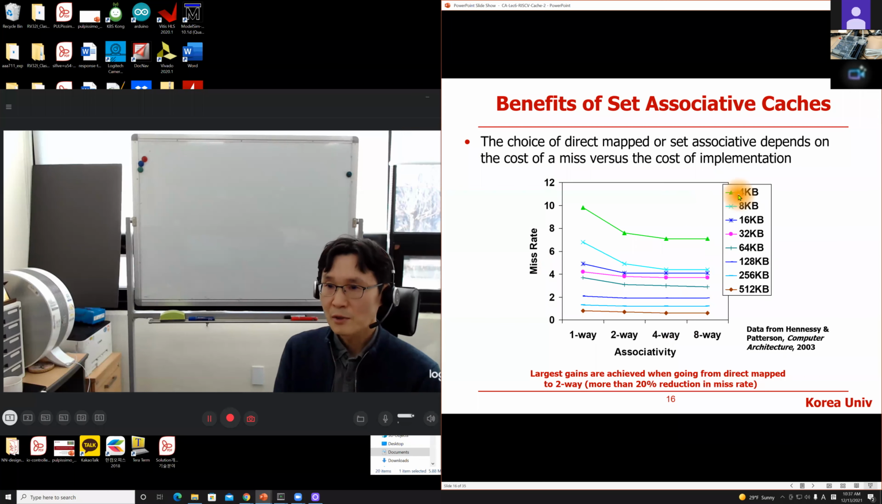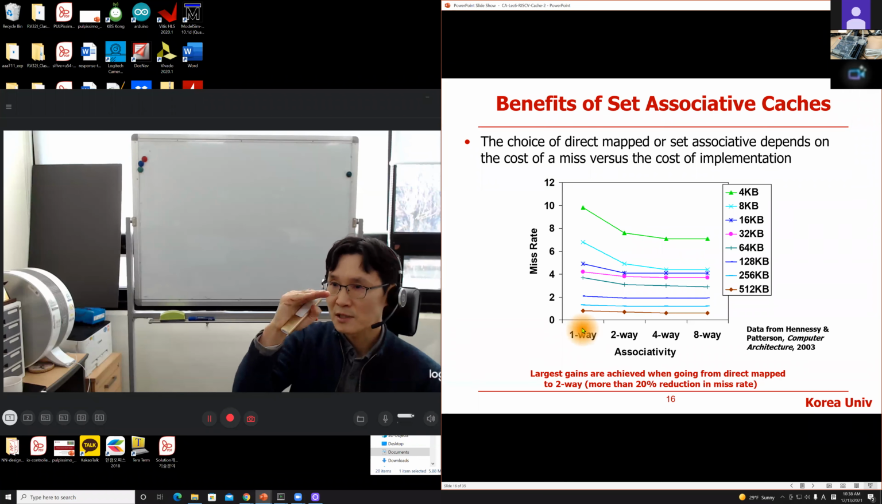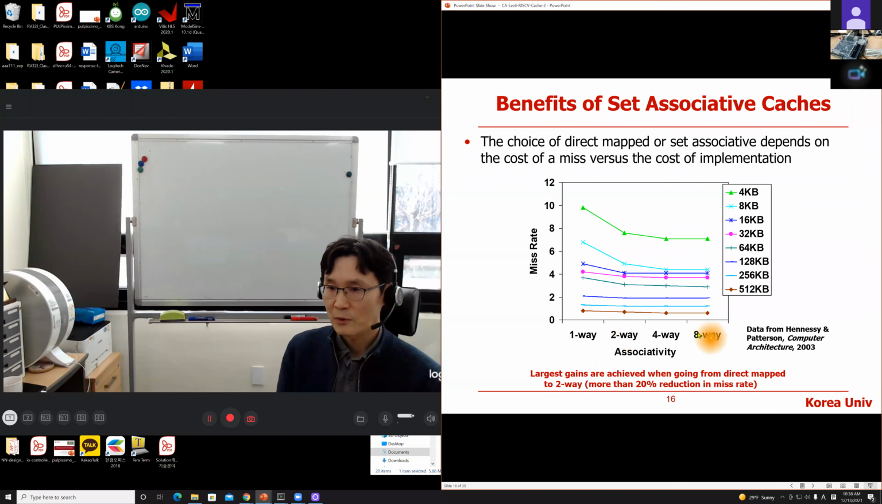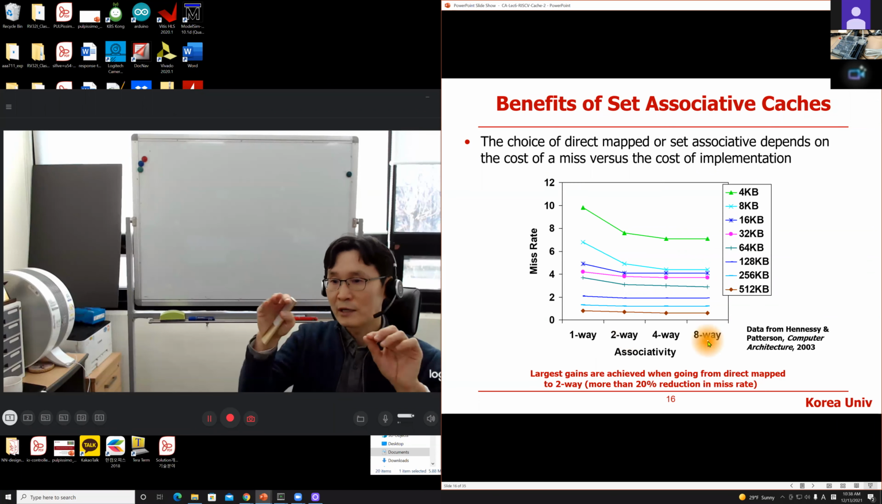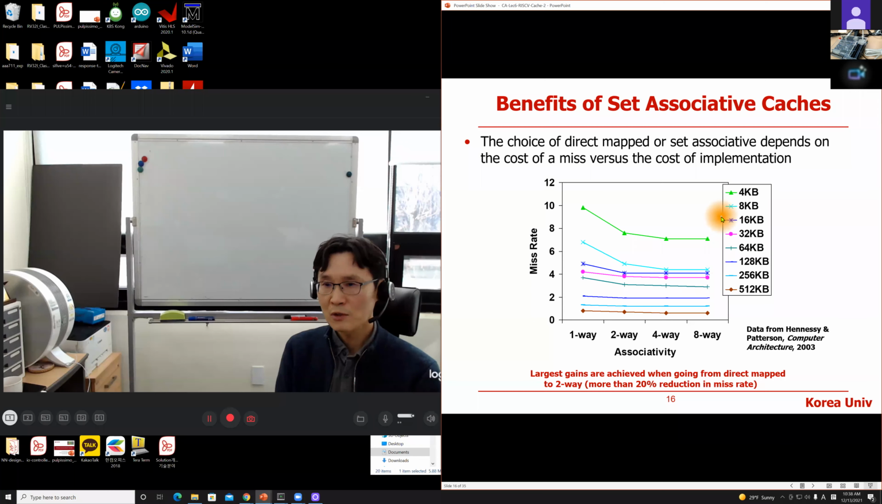So this one, one-way set associative, is essentially a direct-mapped cache. So one way: in a set you have one cache entry. Two-way set associative, you have two cache entries in one set. Eight-way set associative, in one set you have eight different cache entries. We are talking about the same-sized cache. This green is 4 kilobytes, sky blue is 8 kilobytes, and the last one, brown, is 512 kilobytes. Talking about the same-sized cache.